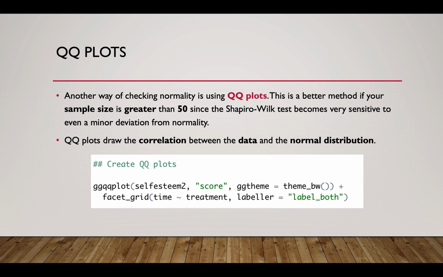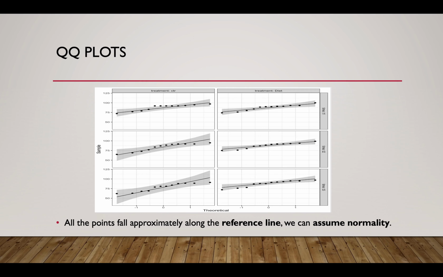We can also check normality by creating QQ plots. Sometimes this is a better method than using Shapiro-Wilk, especially for larger samples. And this is because the Shapiro-Wilk test can become very sensitive to even a minor deviation from normality. QQ plots draw the correlation between the data and normal distribution. And you can tell R you want to do a QQ plot by using the ggqqplot function, like so. And here are our QQ plots. As you can see, all of the points fall approximately along the reference line, so we can assume normality.